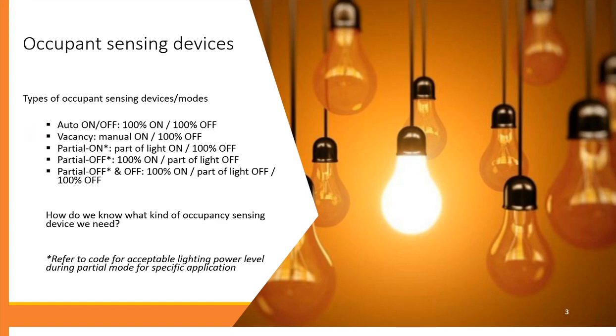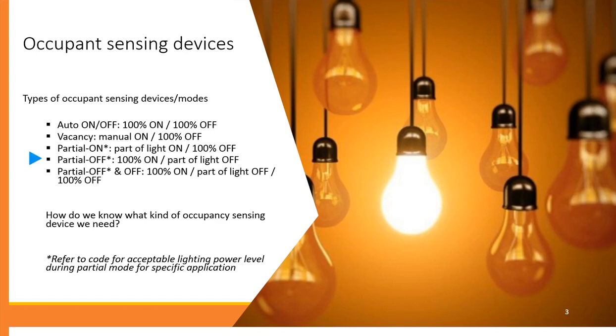Okay, so the next few modes are your partial modes. So partial on just means lights turn on, but they don't go to full lighting level power. Okay, so lights may be at 50% lighting level power, or any specific lighting level power that is allowed per code, depending on the space type. Once you vacate that space, lights will automatically shut off.